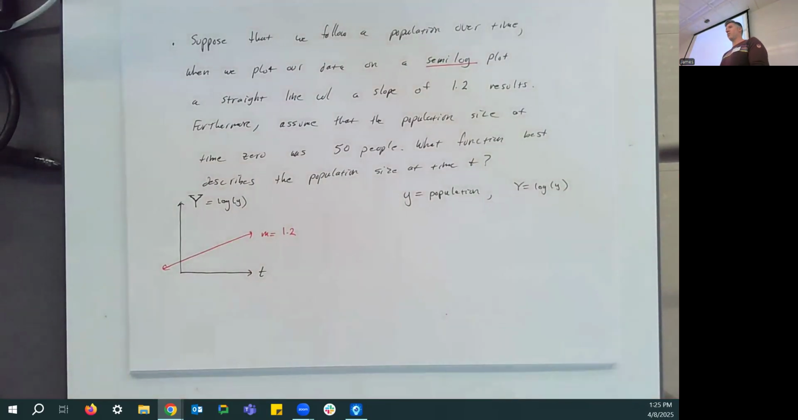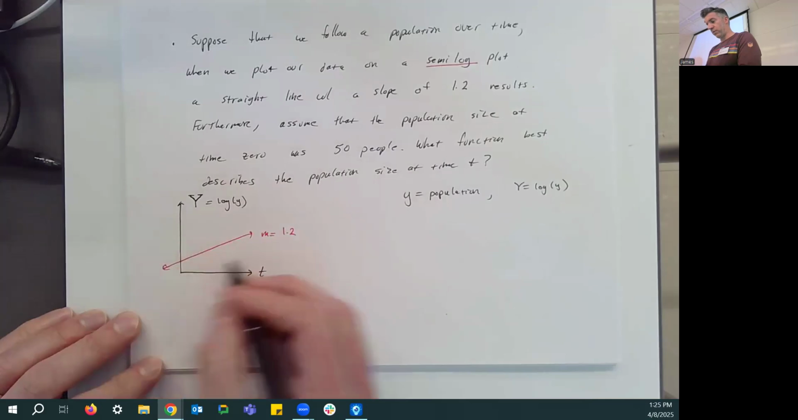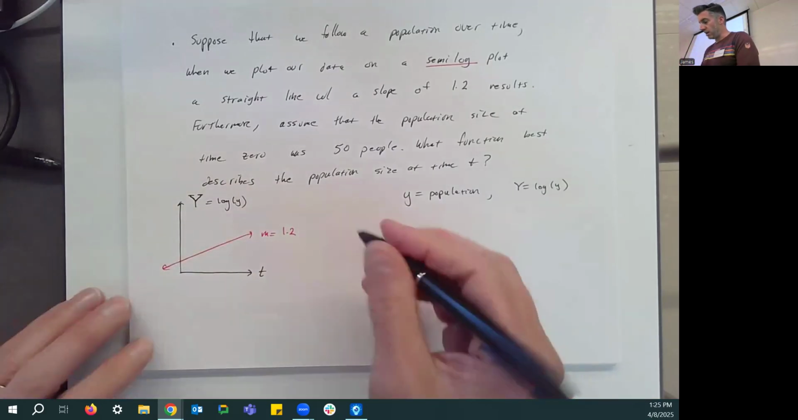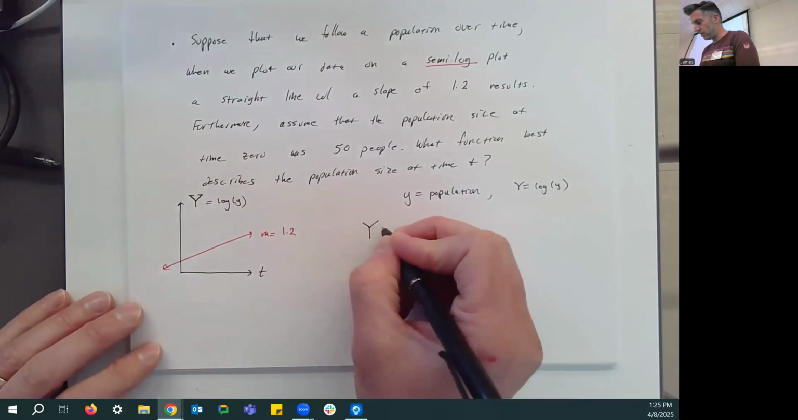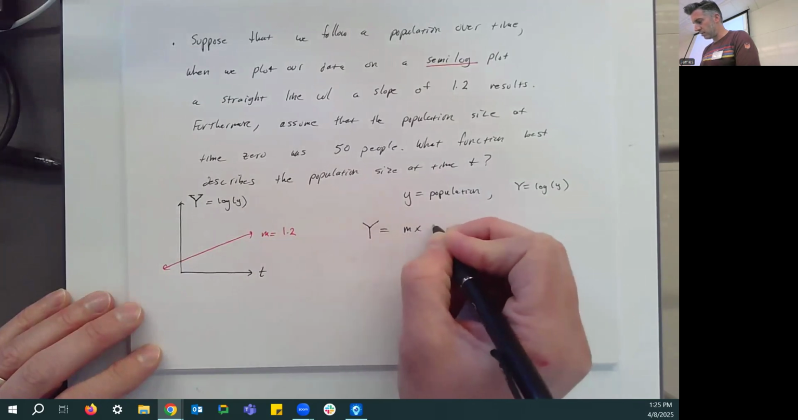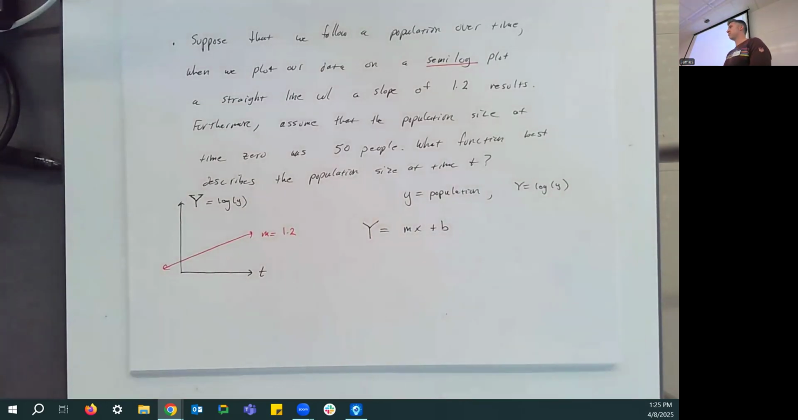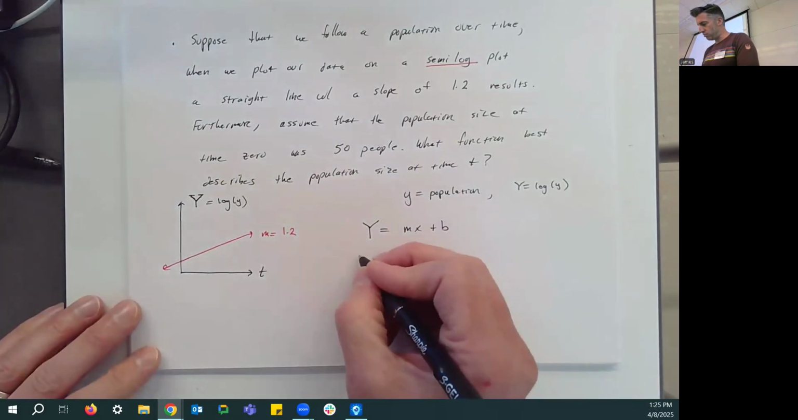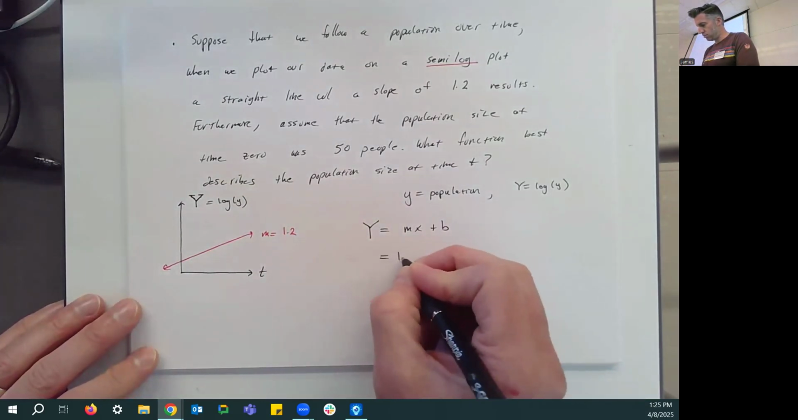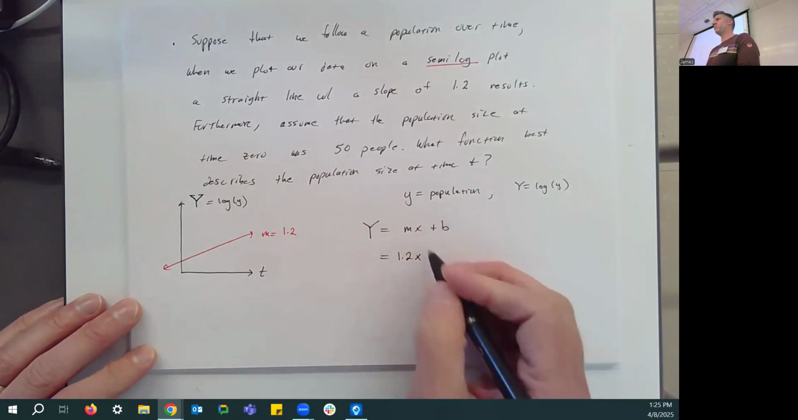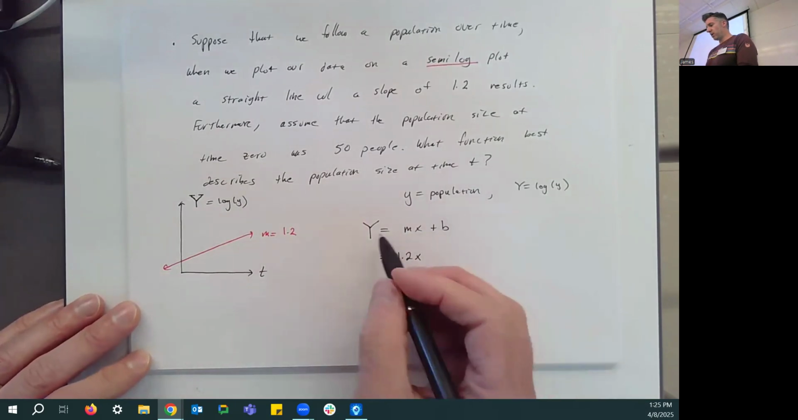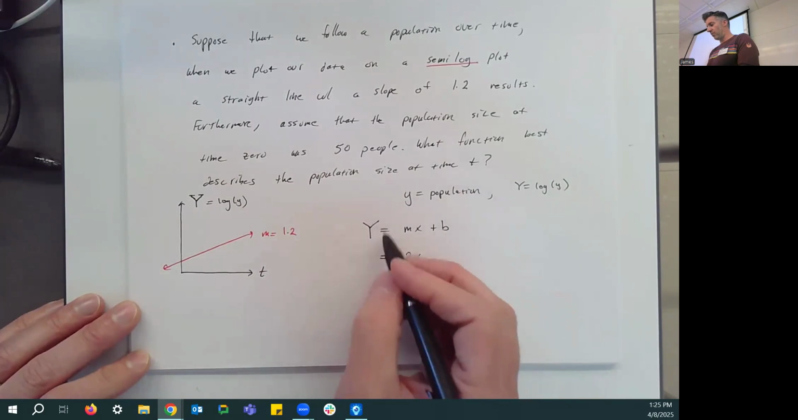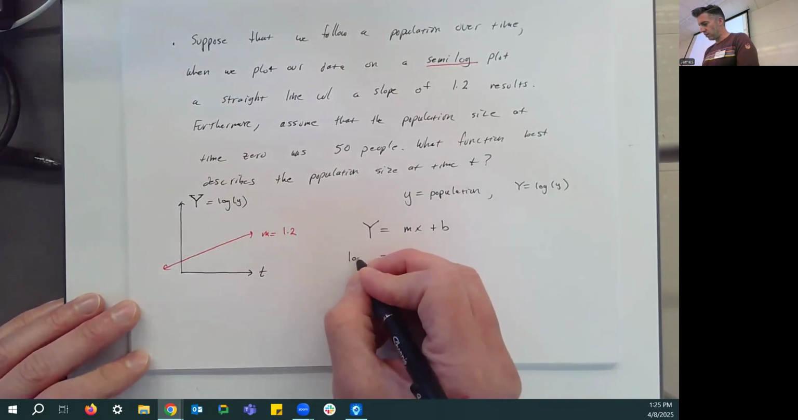All right, I think we can write this equation. I'm going to start off by writing the equation of this line: capital Y equals mx plus b, just as a starting point. I know the slope is 1.2. I'm not so sure about the b value yet, but I know over here on the left-hand side, I'm going to replace capital Y with log of y.